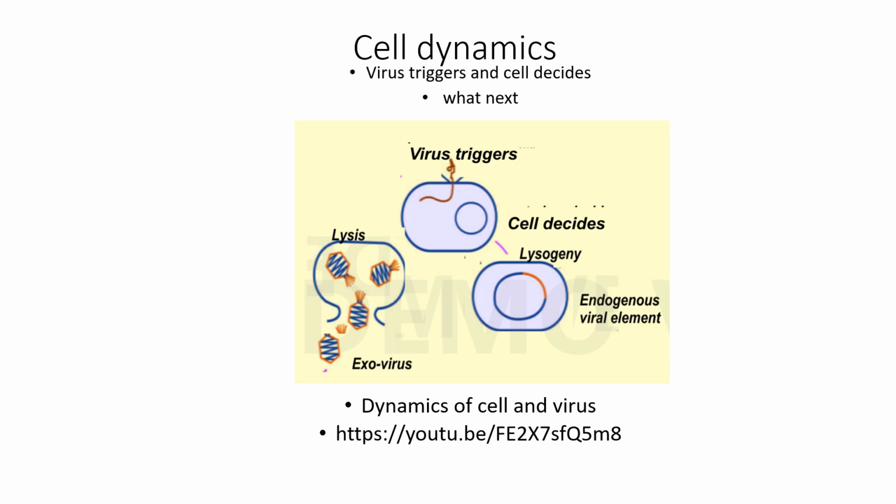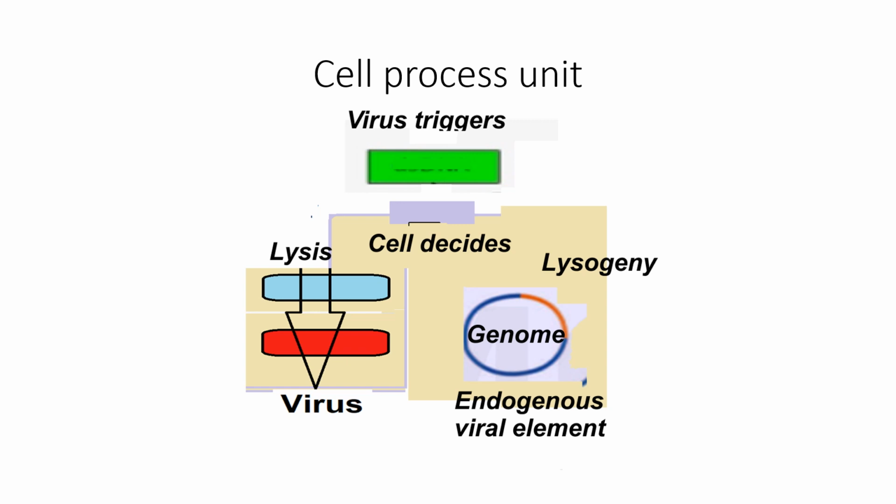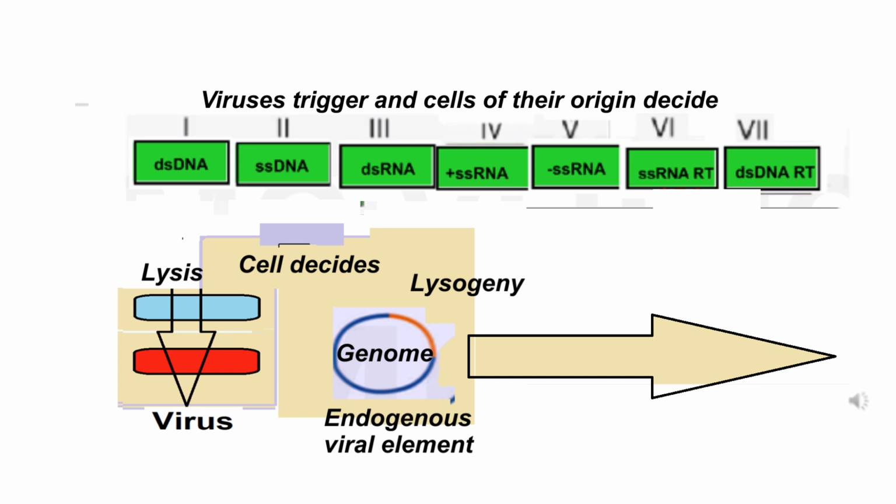So this is the unit of cell dynamics, and we are interested to make out of it a process. So in terms of process, you get virus triggers, attaches to a receptor, and cell decides, is it going to lysis or whether the cell is going to lysogeny. Now, if you take this idea for all the 7 groups of viruses, you have viruses trigger, and cells of their origin decide. So this is a second update which I suggest for Baltimore classification.